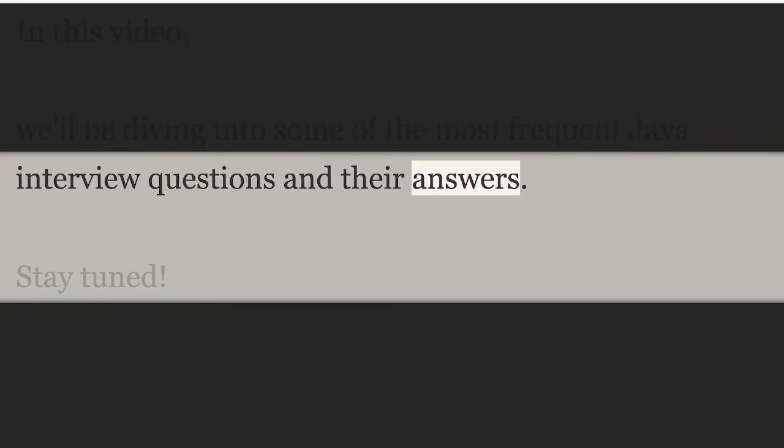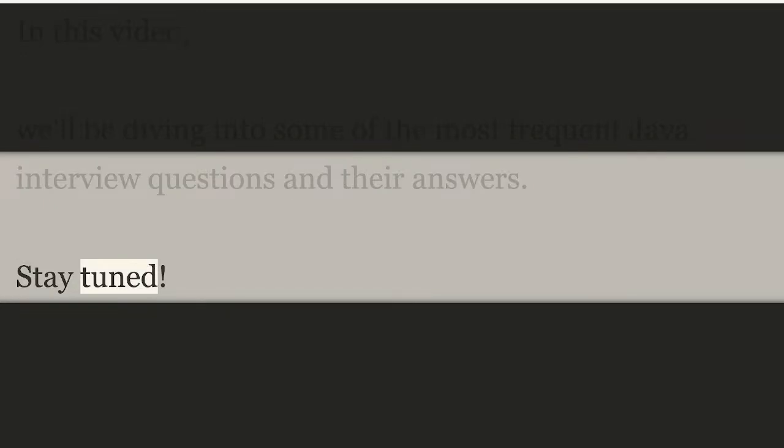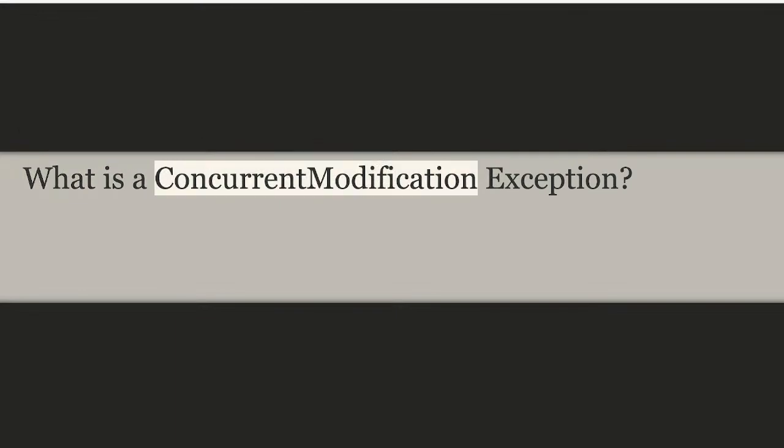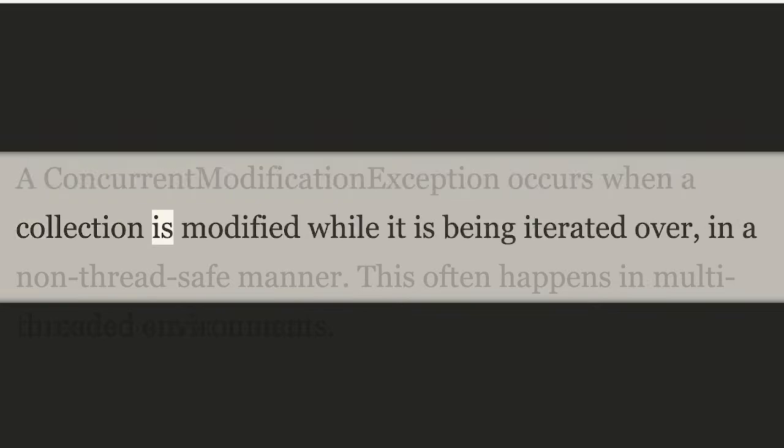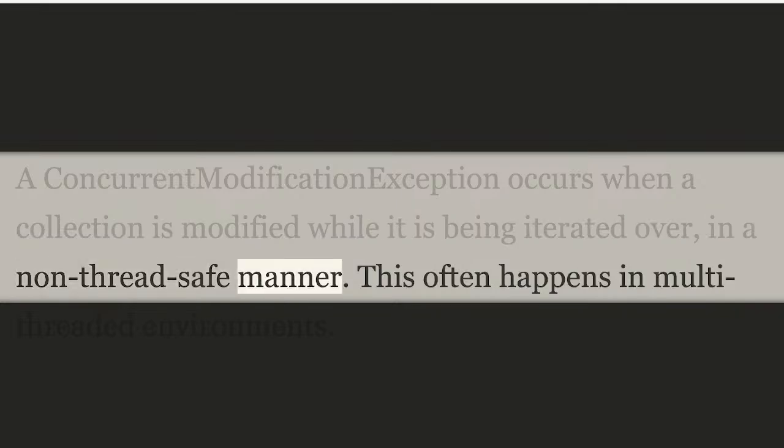answers. Stay tuned. What is a concurrent modification exception? A concurrent modification exception occurs when a collection is modified while it is being iterated over, in a non-thread safe manner. This often happens in multi-threaded environments.